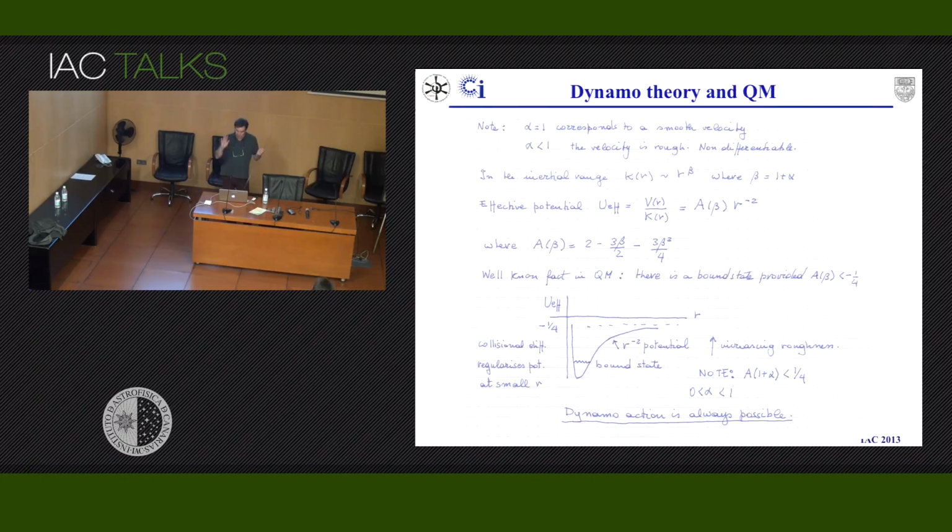But that problem was put to rest with this issue. It's not that there are no dynamos. Dynamo action in a rough velocity is always possible. It's that you may need very, very large Reynolds number. That's it. Your magnetic Reynolds number goes very high, so you need these ridiculous resolutions.